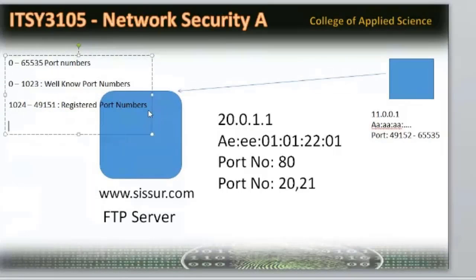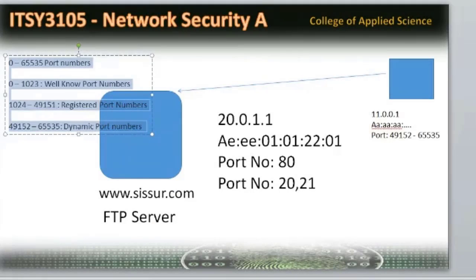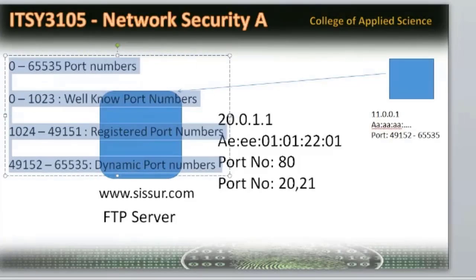Now, the remaining range, 49152 to 65535, is called dynamic port numbers. Your machine and my machine will select the port number automatically from this range. This is a very important thing for a networking student. You must know this very clearly.